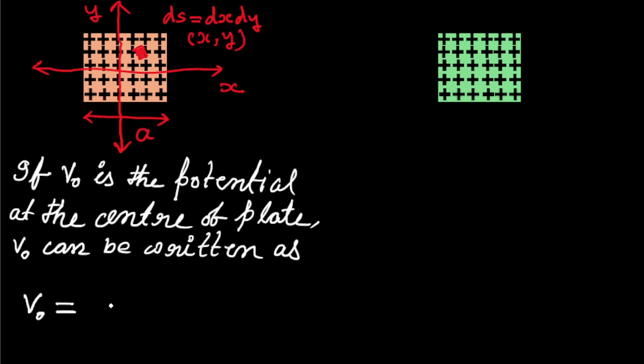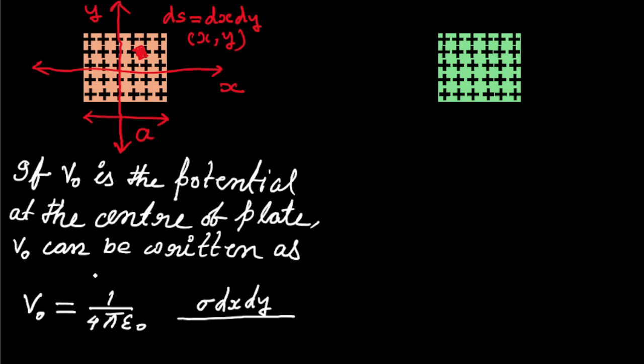V naught is equal to 1 by 4 pi epsilon naught, and then the charge on the elementary area, that is sigma times dS, and in this case dS is equal to dx dy. This charge on the elementary area behaves like a point charge. So if we want to write the potential due to the elementary charge that lies on this elementary area, the charge that lies on this elementary area will be a point charge, so we can simply write the definition of potential due to a point charge.